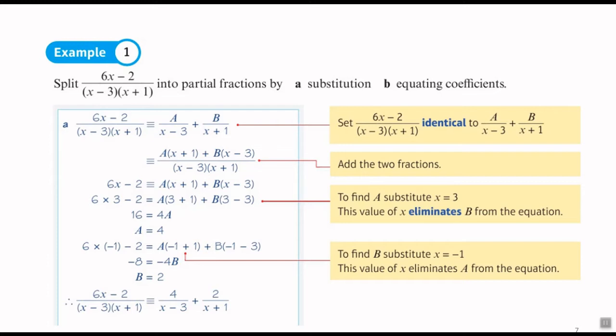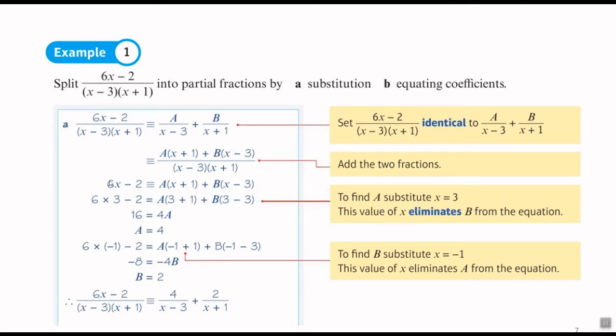Right. So this method, you can eliminate b and find a. So we call it the substitution method. Next, you can substitute x equal minus 1.